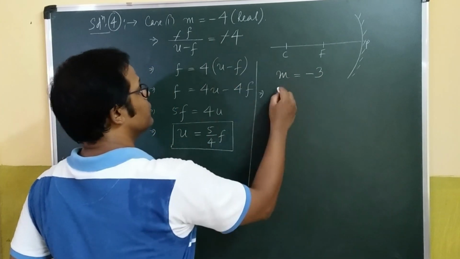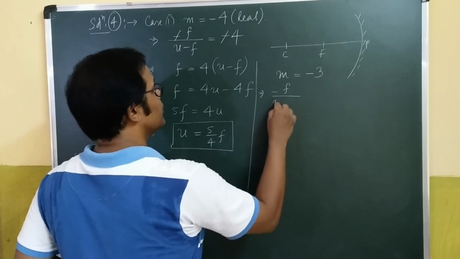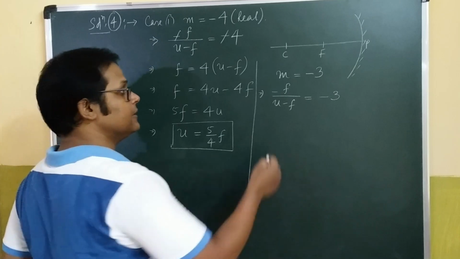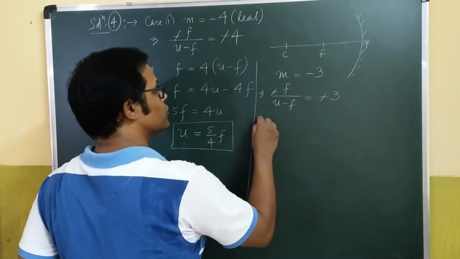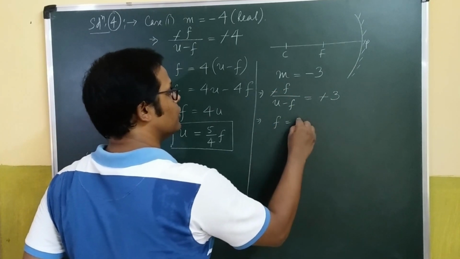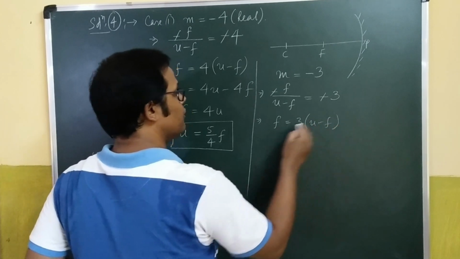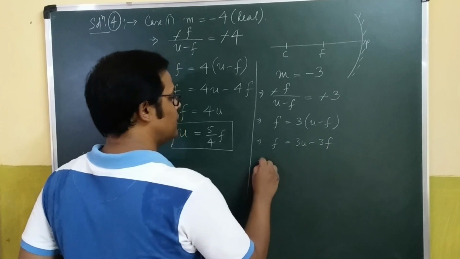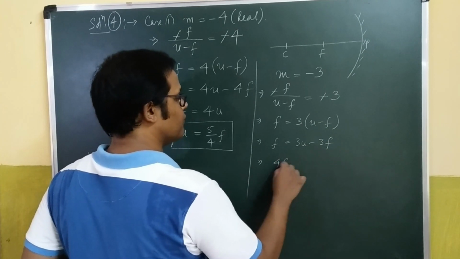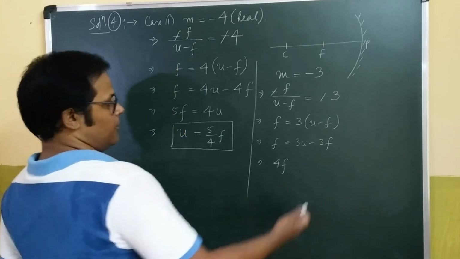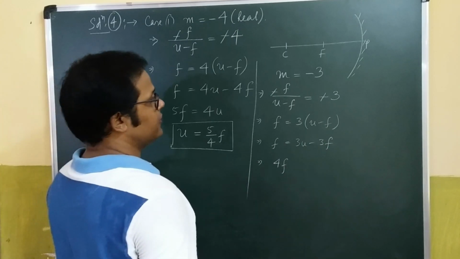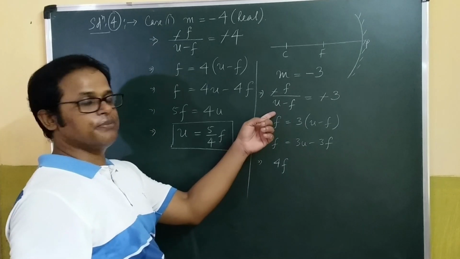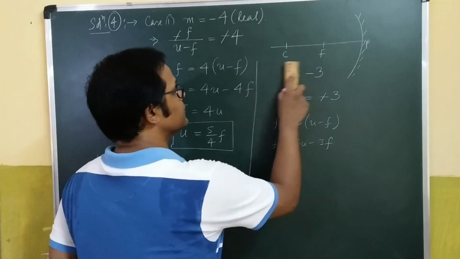So let us start with this formula. Minus f by u minus f should be equal to minus 3. Is that clear? So this minus cancels out and you will be finding f is equal to 3 times u minus f. So f is equal to 3u minus 3f, and I find it becomes 4f. Sorry, something I did wrong here. What I did wrong was simply writing u is meaningless in this condition. So let us do it.